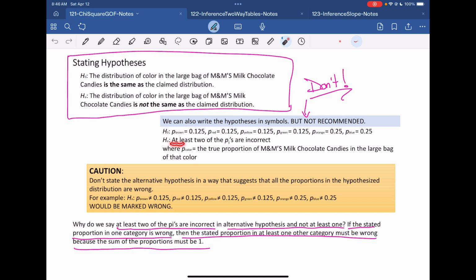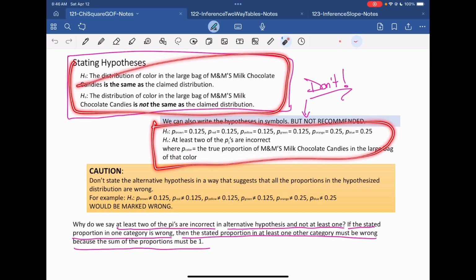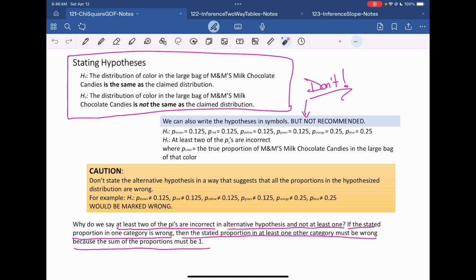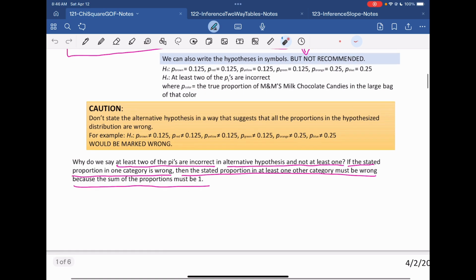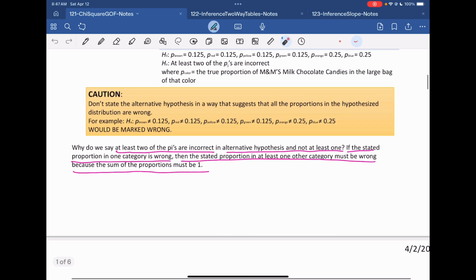Because if you write at least one p_i is incorrect here, you're going to get it wrong. So please be very careful. And then you still have to write where p is the true proportion of each color. I mean, look at this. It doesn't look much less than this, so you might as well just use the words. Okay, it's a little easier. And here is why we don't do at least one. It has to be at least 2. You could read into that if you like. I'm going to move on.